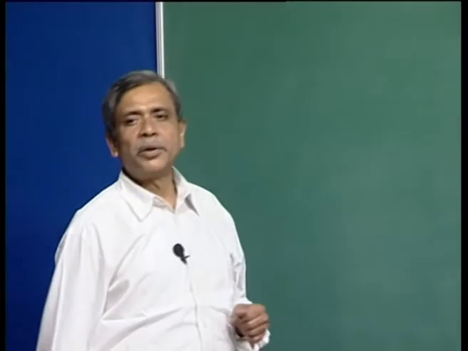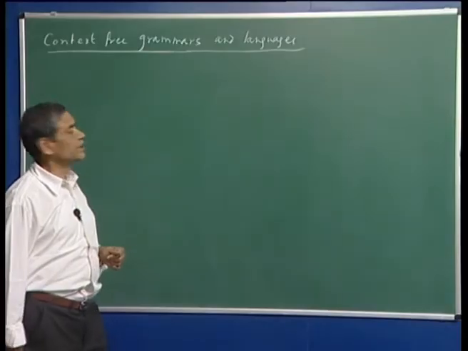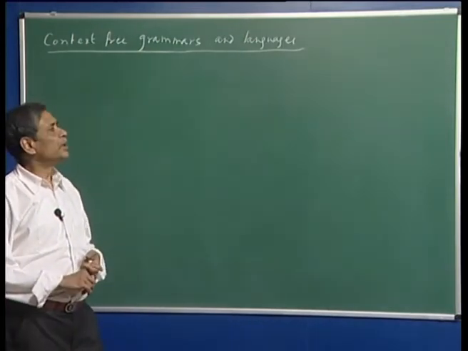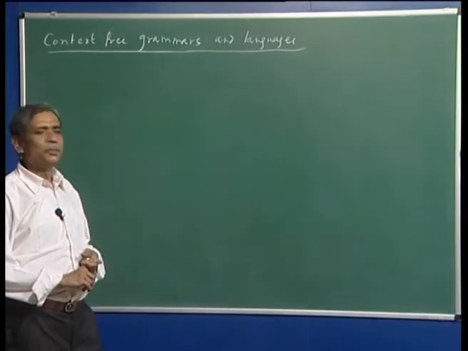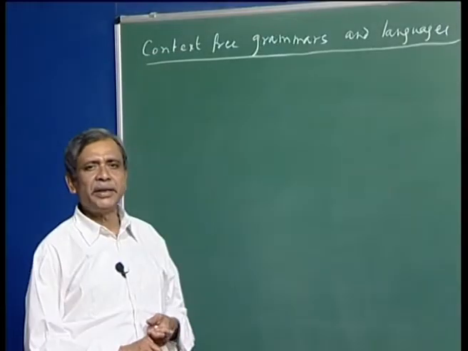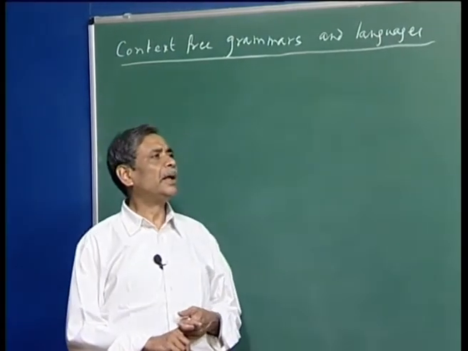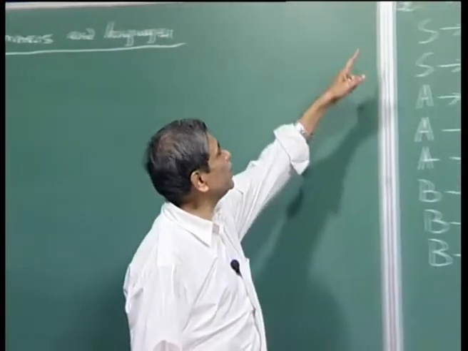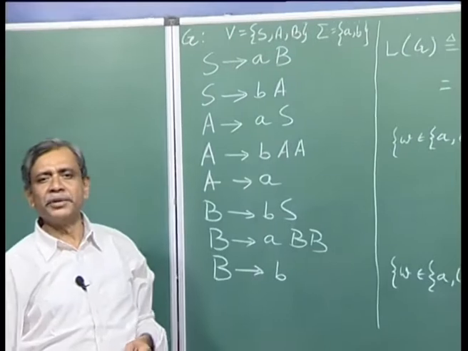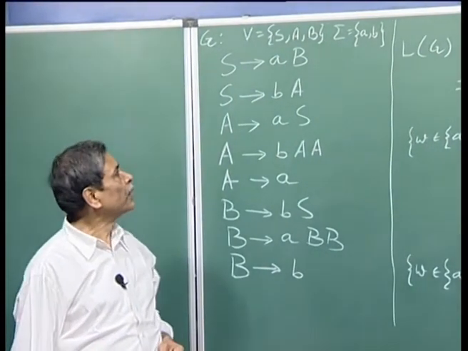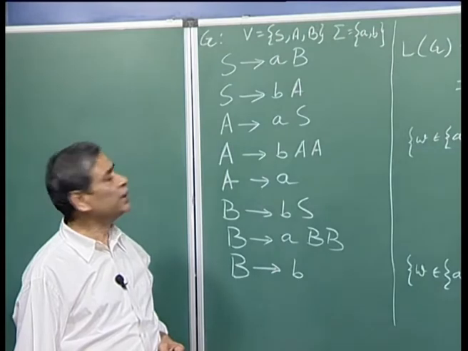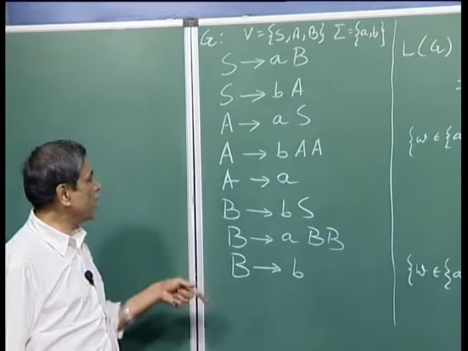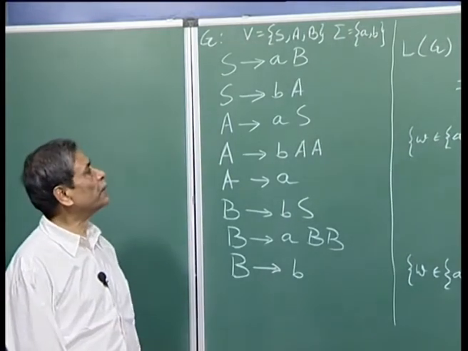We will continue our discussion on context-free grammars and languages in this class too. First of all, what I would like to do is to complete an argument which partially I did last time, and that is about, recall this grammar G which had three non-terminals S, A and B, and the terminal symbols were just two, small a and small b, and we had these production rules.